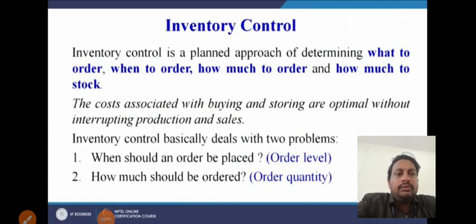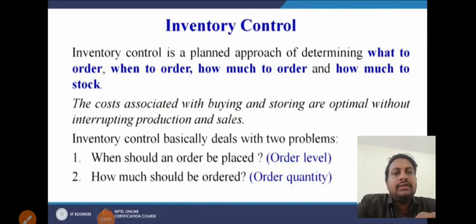Before going to the problems, we should know the definition and objectives of inventory control. Inventory control basically deals with two problems: when we are going to order, and how much quantity we are going to order. When we should order is about the reorder level, and how much should be ordered. EOQ deals with how many times we are going to place the order.